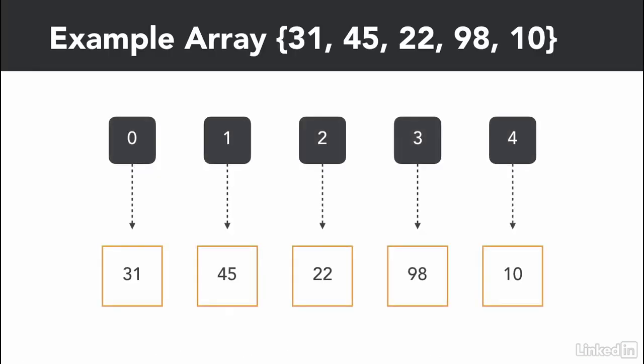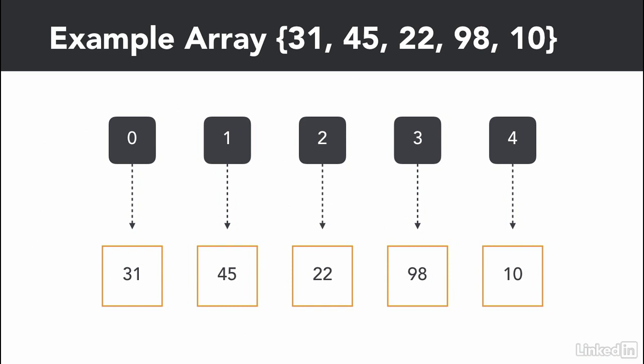Usually, when we use an array, we not only want to store these values, but we want to be able to access each individual value quickly. Each item in an array is associated with a numerical index starting at 0. So if we have an array with 5 numbers, say 31, 45, 22, 98, and 10 in that order, we can access them by index accordingly. In this example, if we wanted to access 31, we would check index 0. For 45, we would check index 1, for 22, index 2, for 98, index 3, and for 10, index 4.